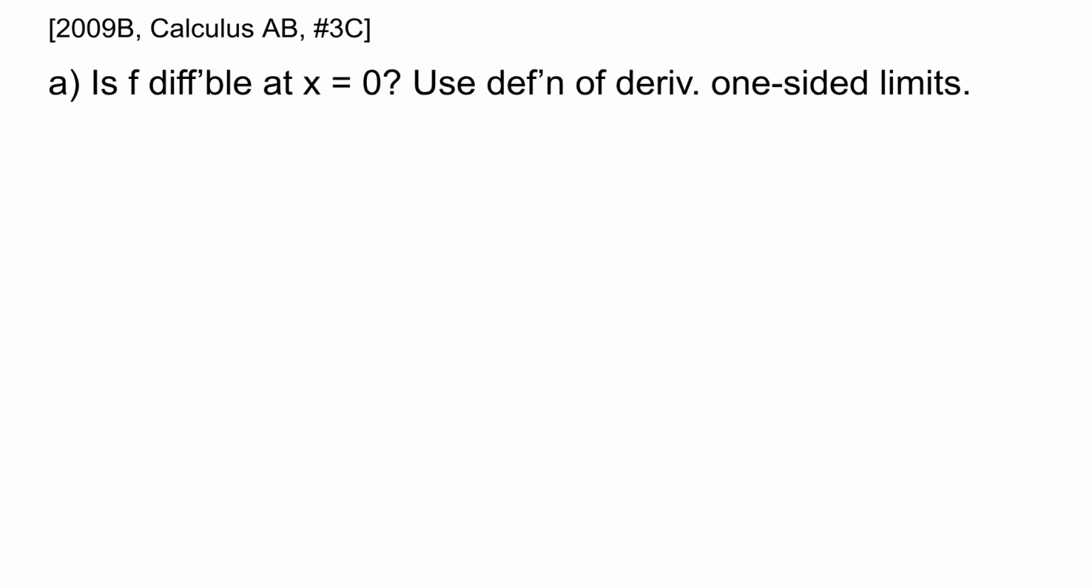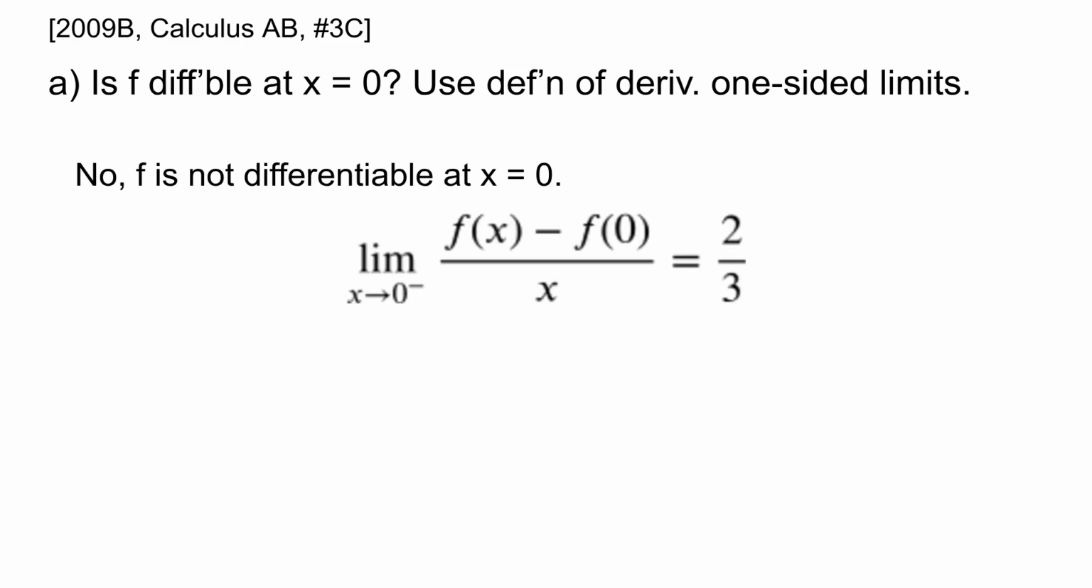In part A of this question, we are asked if f is differentiable at x equals 0 and to use the definition of the derivative using one-sided limits in order to reach our conclusion. First, we note that from the graph, it's easy to tell that f is not differentiable at x equals 0. But we need to justify that conclusion, so we're going to analyze the one-sided limits.